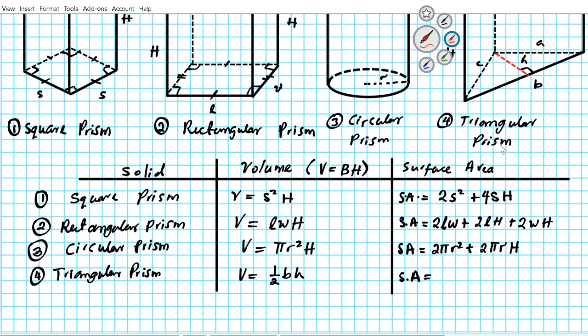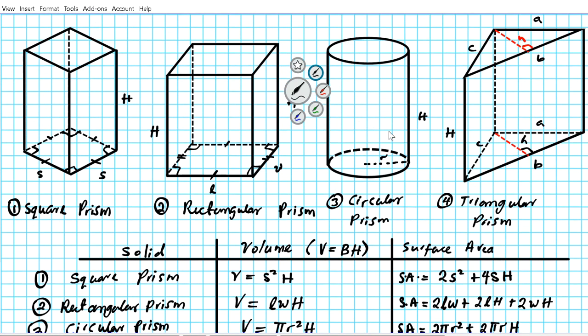Alright, so top and bottom is easy. It's just 2 triangles. So that is going to be 2 times 1/2 base times height. That's for the top and bottom. And then the front is going to be little b times big H. Alright, so it's big H all around, even though the widths are different. The right side will be little a times big H, and then the left side will be little c times big H. Just like that.